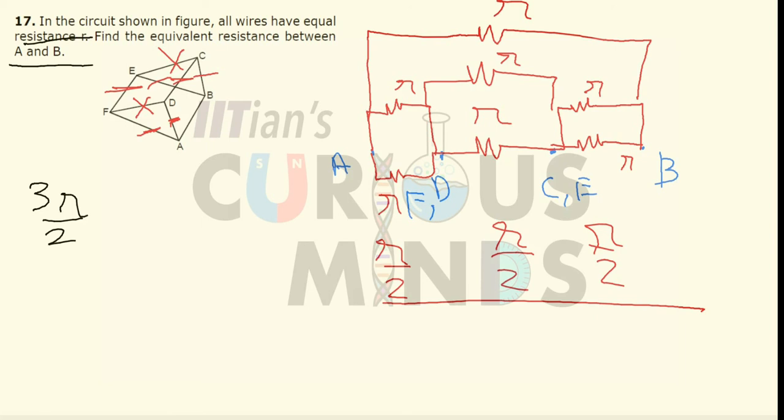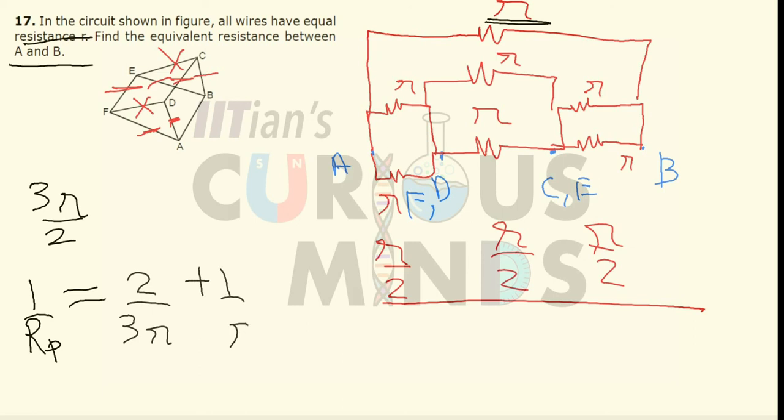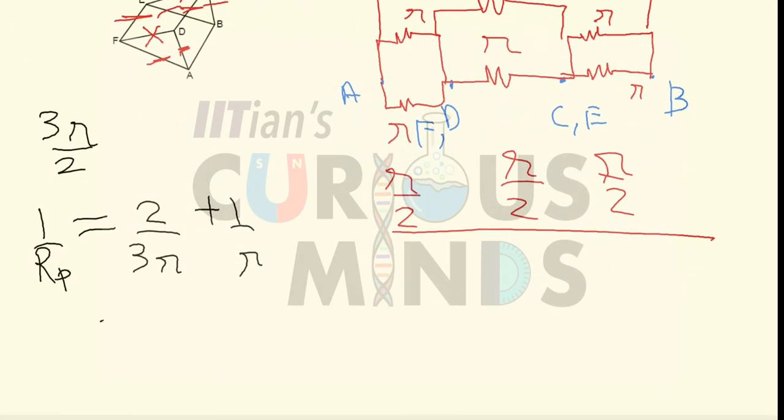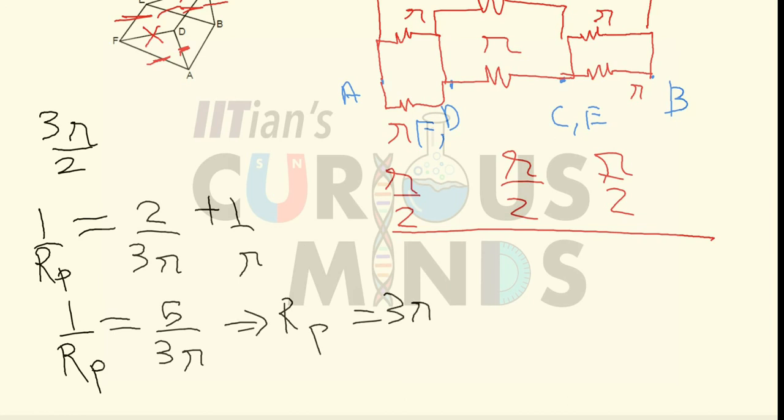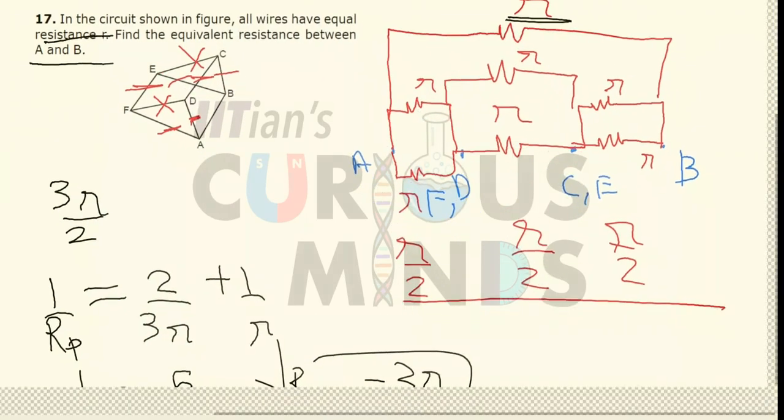Now this given resistance is in parallel with the R resistance. So basically 1 by Rp will be equal to 2 divided by 3R plus 1 by R. I will multiply this by 3, so it is equal to 2 plus 3, which is equal to 5, 5 divided by 3R. This is 1 by Rp, which implies Rp will be equal to 3R divided by 5. This will be the equivalent resistance between points A and B in the given question.